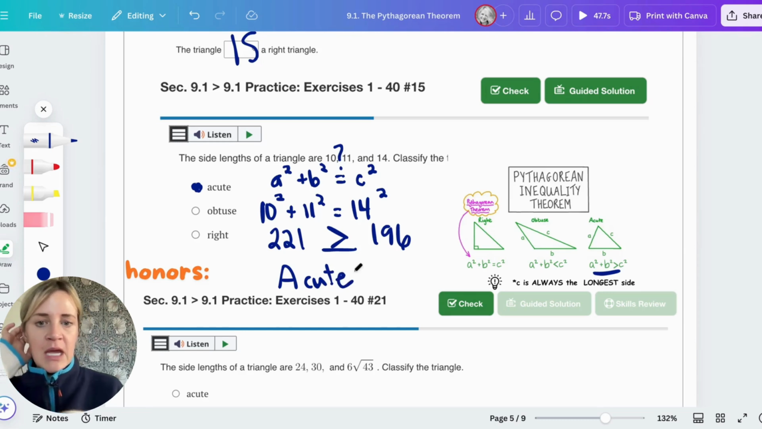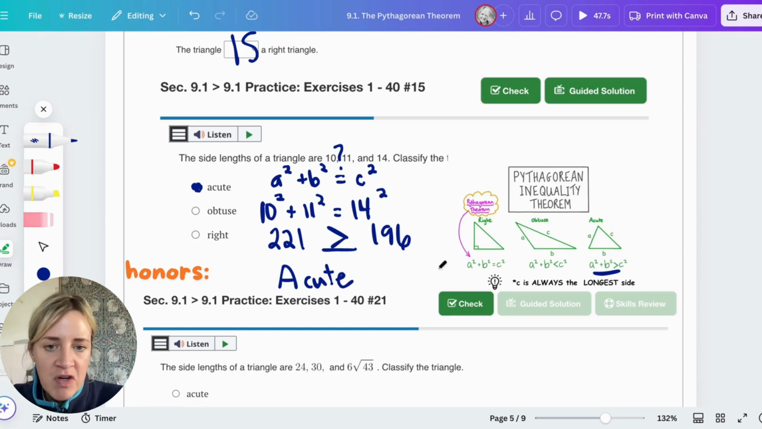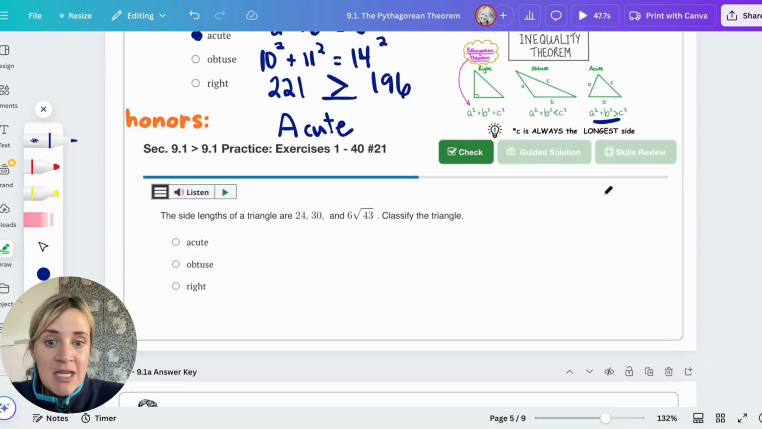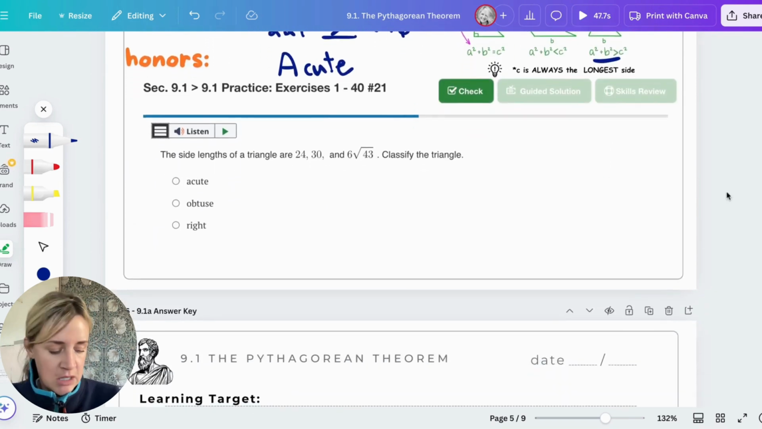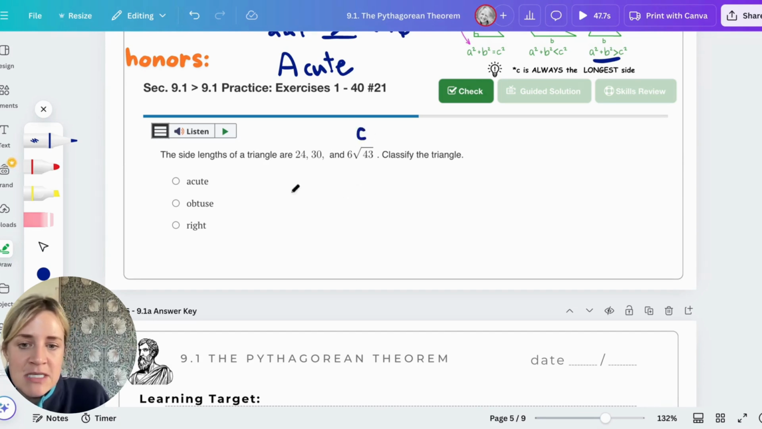Okay. And honors, try this one on your own first. Pause the recording. Give it a go, and then come check back here. In this case, I did put 6 root 43 in my calculator, and I confirmed it is the longest side. So that is my c.